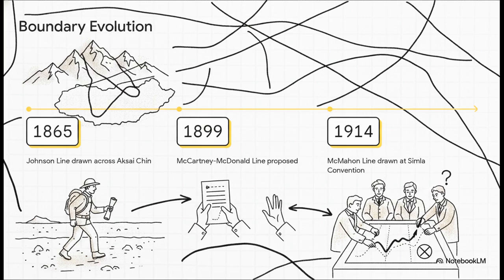The problem? Well, China claimed Aksai Chin in the 1890s and absolutely never agreed to this line. Then, in 1899, the British proposed the Macartney-MacDonald Line. China's response? Crickets. They simply never responded. Finally, in 1914, the British and Tibetans drew the McMahon Line at the Simla Convention, but the Chinese delegate only initialed it. He never actually signed off. So we're left with this confusing web of lines on paper and zero firm mutual international agreement.